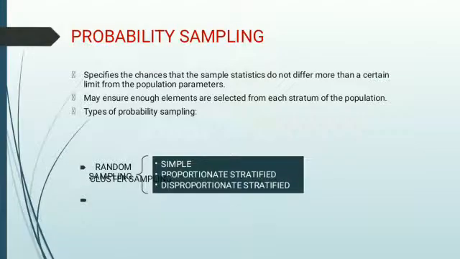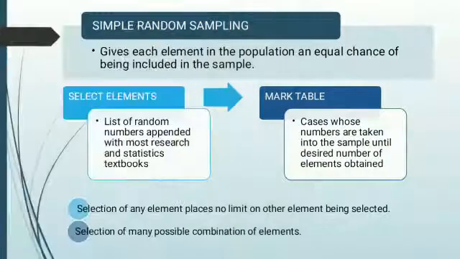And the next one we will talk about is probability sampling. Probability sampling specifies the chances that sample statistics do not differ more than a certain limit from the population parameters. They may also ensure that enough elements are selected from each stratum of the population. And the major types of probability sampling include simple random sampling, stratified random sampling, and clustered sampling.